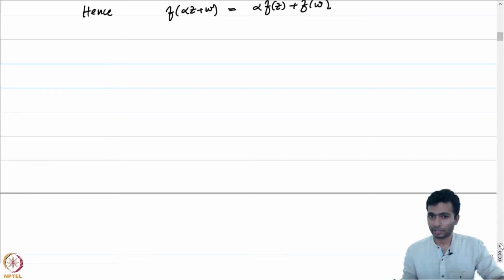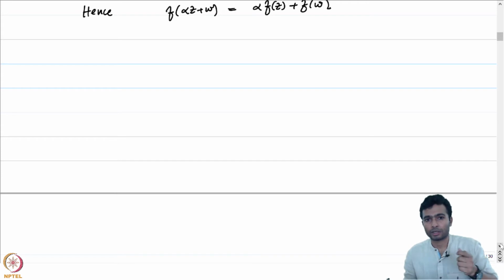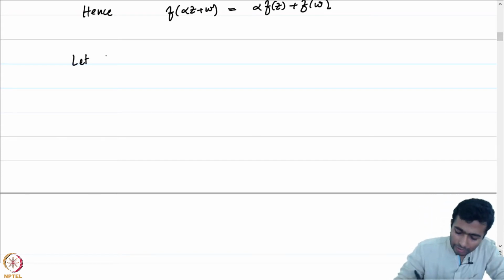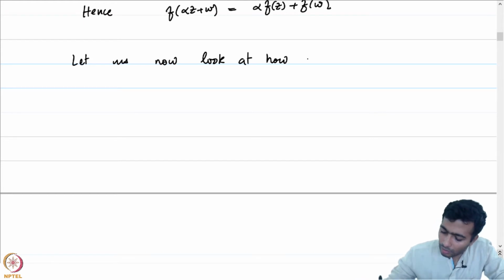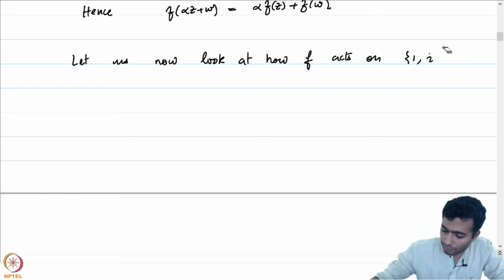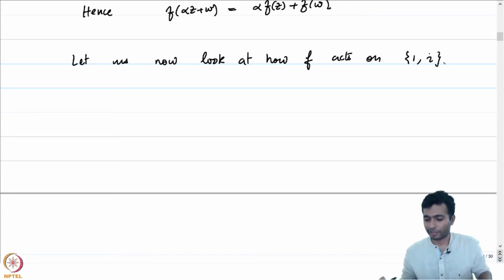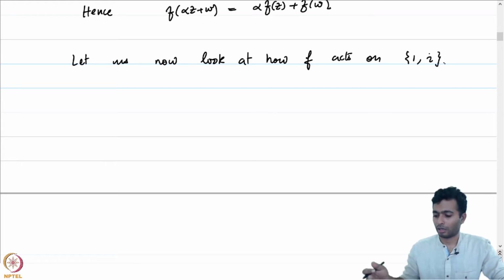So we now know that f is a linear transformation which is an isometry, which many times I will call a linear isometry. Any linear transformation can be described by how it acts on a basis. So let's now look at how f acts on a basis. I'll fix a basis. The favorite basis of this course would be 1 and i. So let's see how it behaves on f of 1 and f of i.